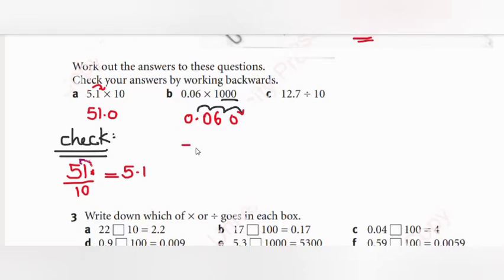So we can write the answer as 060. The 0 before the number doesn't have any value, so we can write just 60, which is the answer. And now we can check our answers.